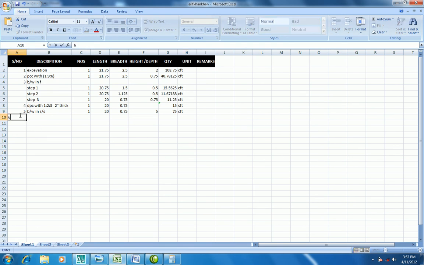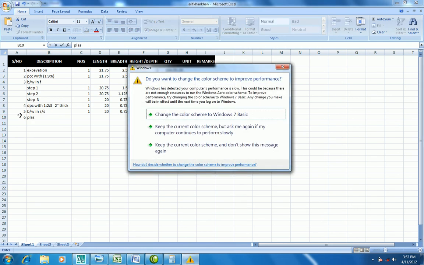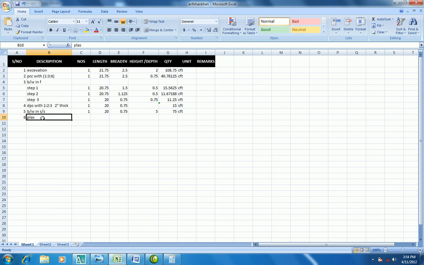And item number 6, guys, we have to paint here plaster. Let me write here plaster, plaster with 0.5 inch thickness. It is the plaster.